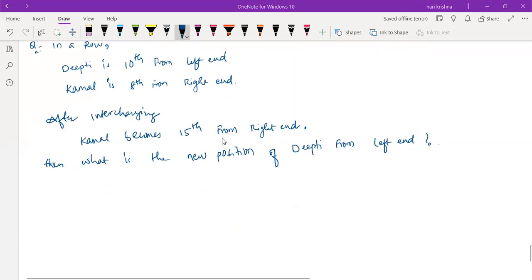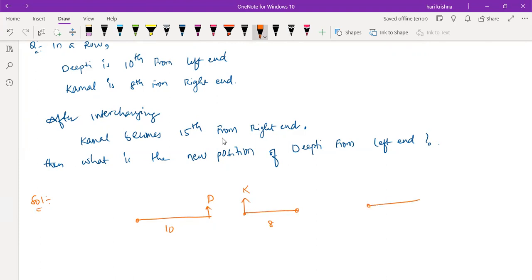What is given here? Deepti is 10th from the left hand. So we'll take Deepti position 10th from the left hand, and Kamal is 8th from the right end. So you can get two cases. One more case is Deepthi and the Kamal. So from here to here it is a 10, and here to here it is an 8.